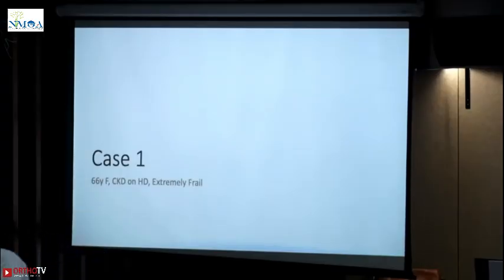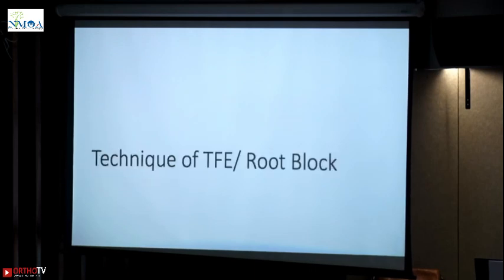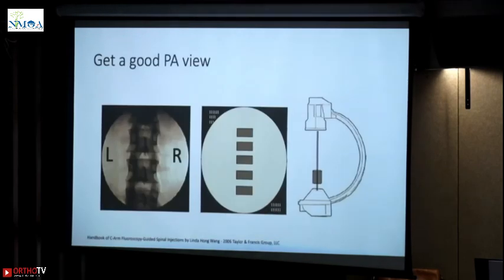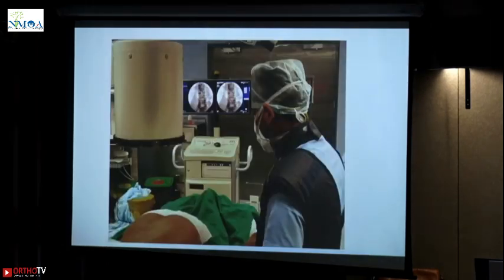So let's have a look at this case. A 66-year-old female, CKD on hemodialysis, extremely frail, gets severe pain and radiculopathy, not fit for surgery. I mean, the risks involved are too high. So we get the patient to the operating table, make her lie prone on bolsters, get a good AP view. There should not be any rotation. There should not be any obstructing things in the C-arm view. There should not be radio-opaque pillows and all of that.